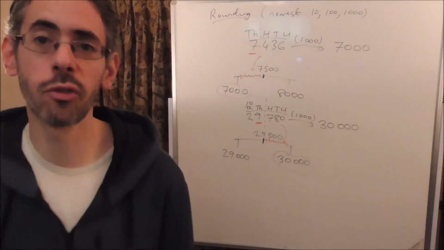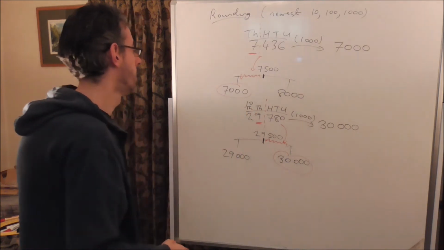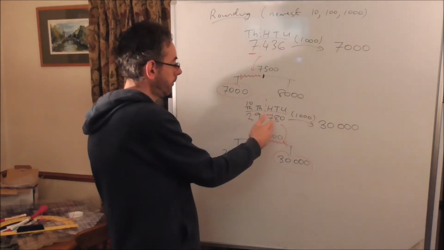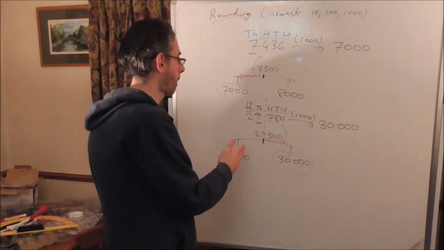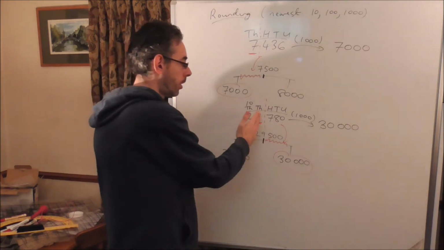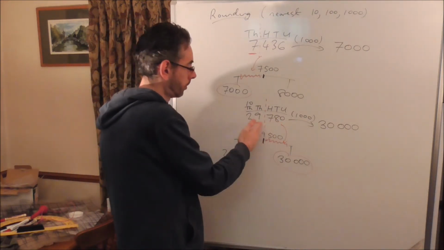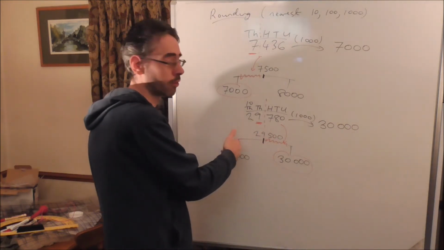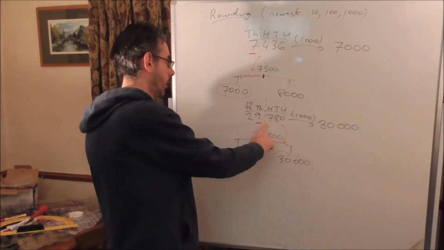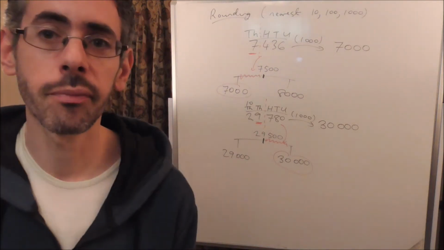So to round to the nearest 1,000, you find the two thousands numbers that your number's in between. So we had 29,000 and something, so that's between 29,000 and 30,000. And then to decide which one it's closer to, you look after the thousands digit. If it was exactly 500 here, it would be in the middle. So more than 500 and it rounds up, less than 500 and it rounds down. So we had 780, so that tells you to round up because it's more than 500.